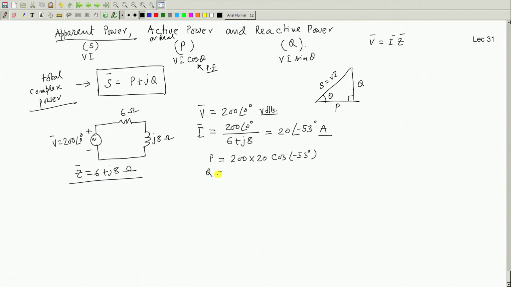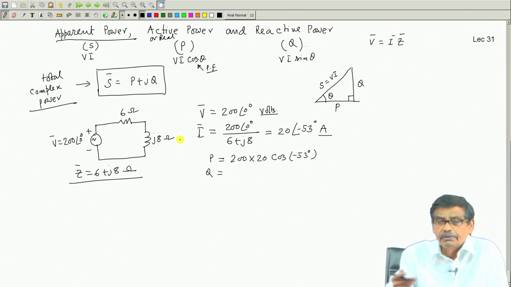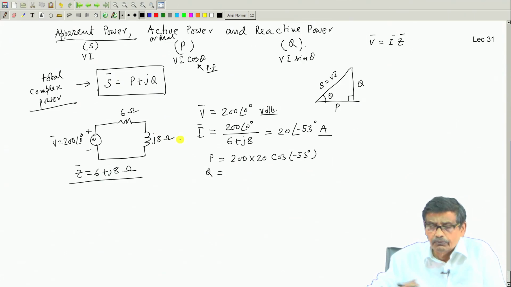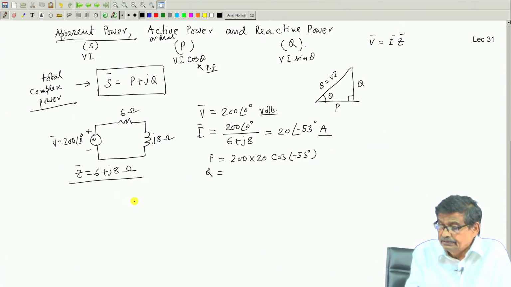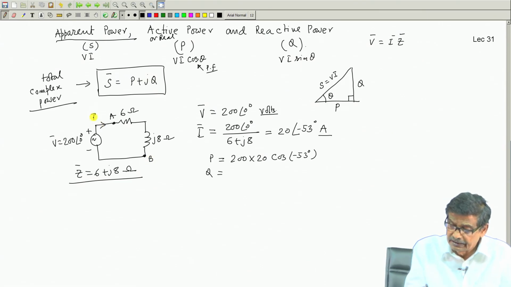Similarly, Q can be calculated as V I sin theta. But instead, can it be calculated in one stroke using complex algebra? The rule for that is, see, these two terminals A and B are the load terminals, but I should be very careful while writing.